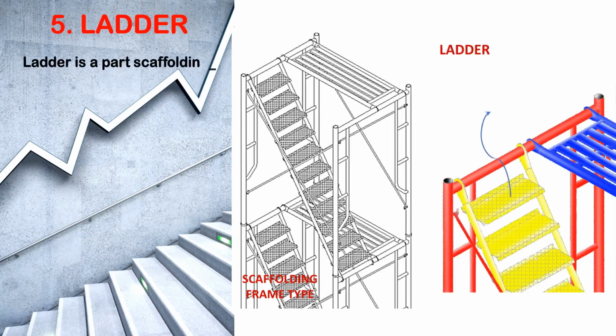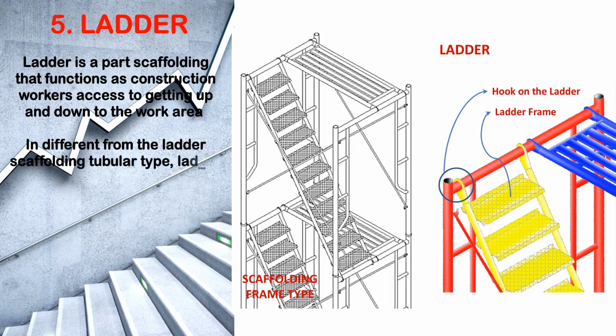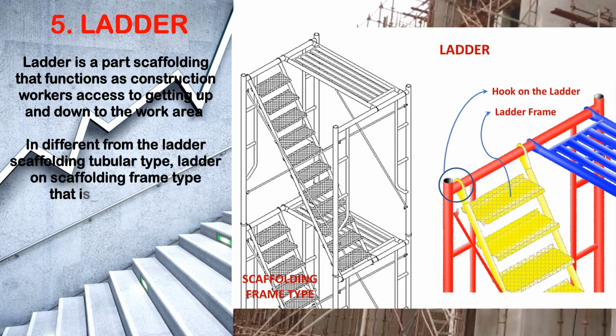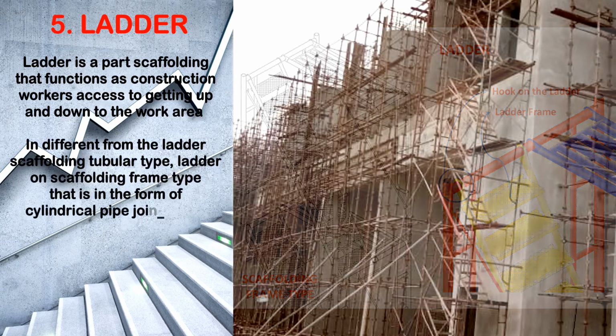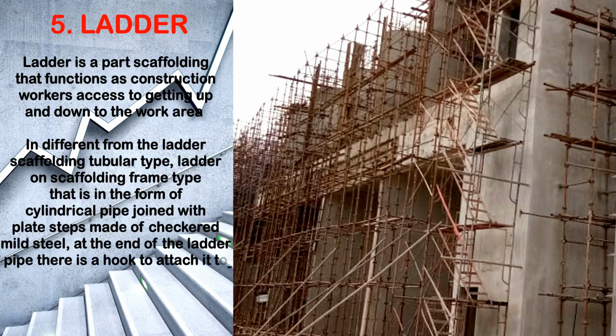Number 5. Ladder. Ladder is a part of scaffolding that functions as construction worker access to getting up and down to the work area. Different from the ladder on scaffolding of tubular type, the ladder on scaffolding of frame type is in the form of cylindrical pipe joined with flat steps made of checker mild steel. At the end of the ladder pipe, there is a hook to attach it to the mainframe pipe of the scaffolding.